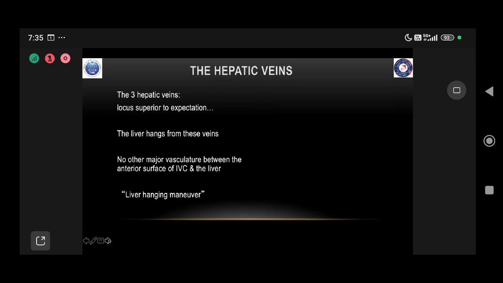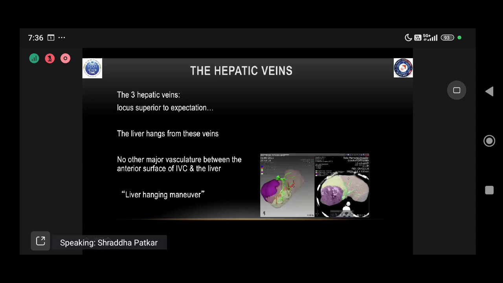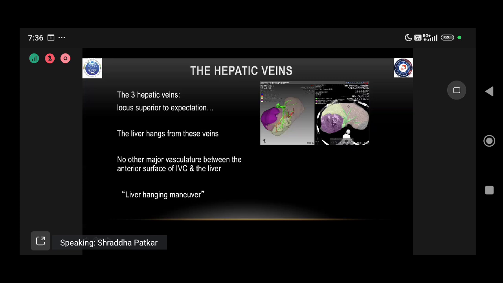So as I said, the hepatic veins are the main three supports of the liver. The liver hangs from these veins, and what you see is there is a fascial condensation there. So usually the hepatic veins are found a little superior to what you expect. Professor Belghiti and his team were among the pioneers in describing what is called the hanging maneuver. They proposed that there is no major vessel encountered on the anterior surface of the cava, in between the cava and the liver.